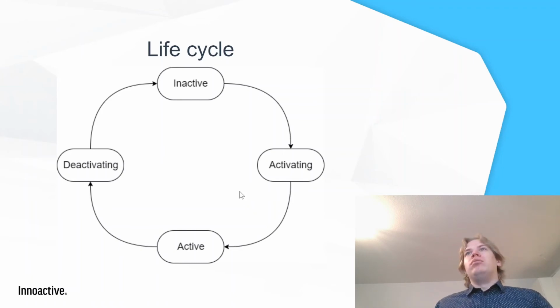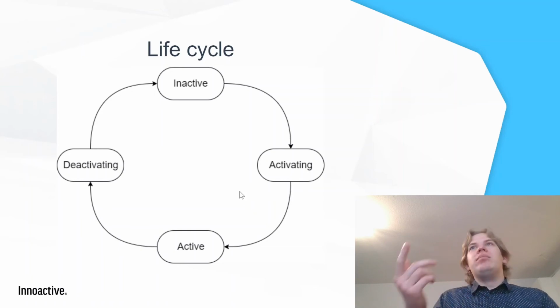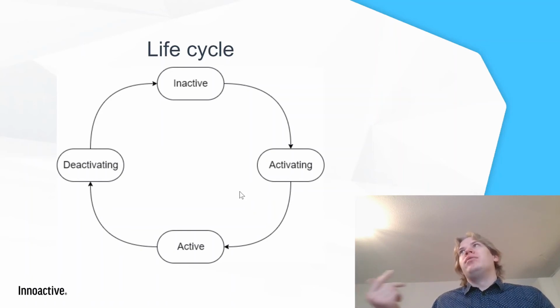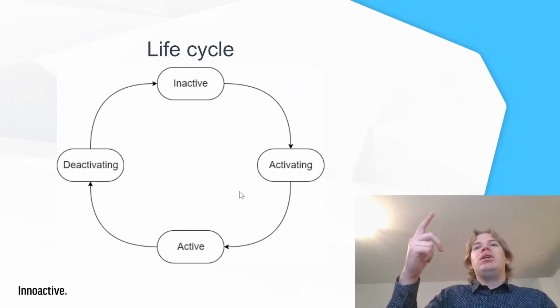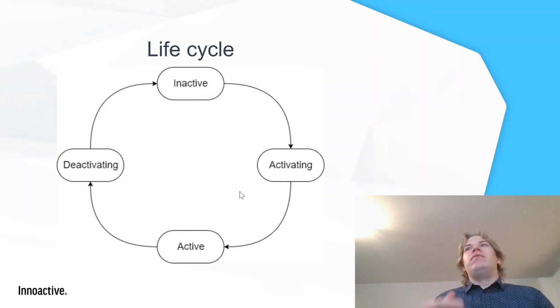Something important to note here is that, first of all, you can't skip the stages, so you can't go directly from inactive to active. You have to go through activating anyway. And the other concept, by extension of the previous one, is that you can't go backwards. So if you are in the activating stage and you want to make your entity inactive, you have to go through the whole cycle.